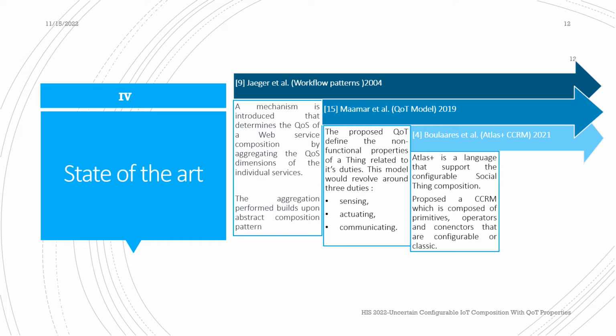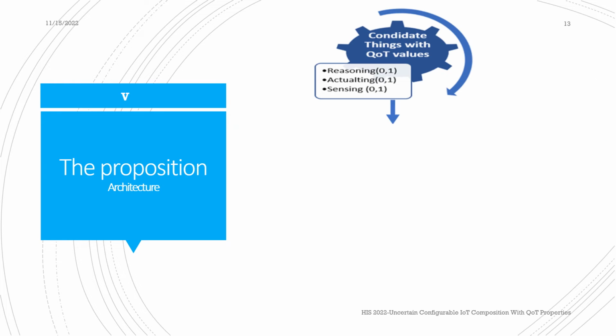And finally, our work. We have previously published a configurable composition language named Atlas Plus that supports the configurable social thing composition. The proposed approach presents a CRM which is composed of primitives, operators, and connectors that are configurable or classic. As a result, we proposed an approach for handling uncertain composition with QoT parameters.